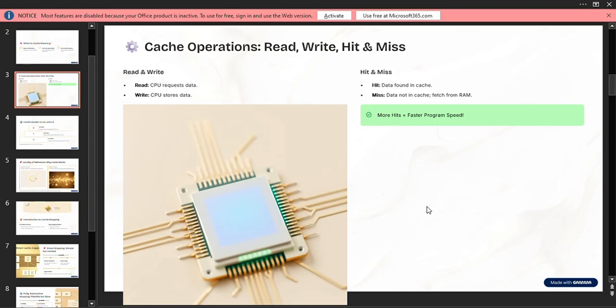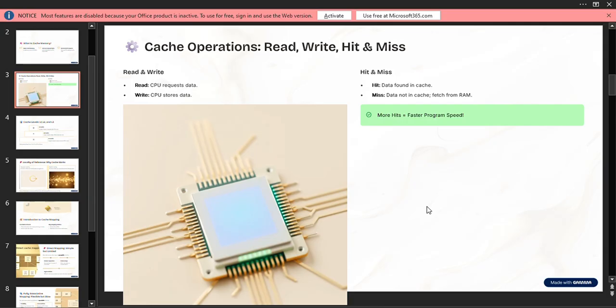Understanding how the cache works involves knowing these four key operations: read, write, hit, and miss. Let's start with the read. For the read, the CPU requests data, it wants to get data from the memory. And the write is when the CPU wants to store data into the memory. For the hit, as I recently explained, that's when the requested data is found in the cache, and the CPU can access it quickly.